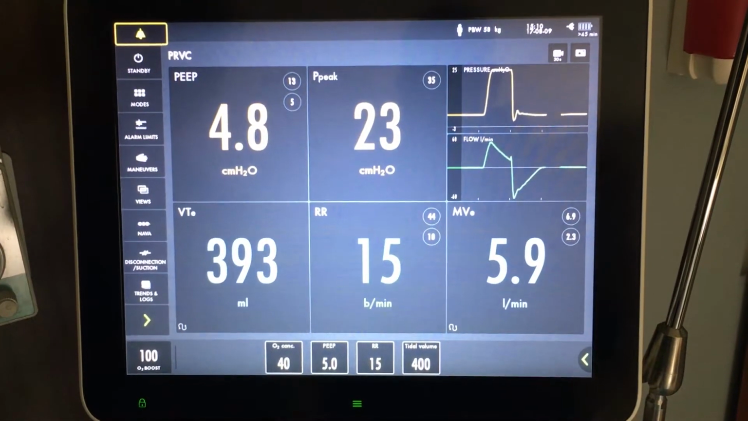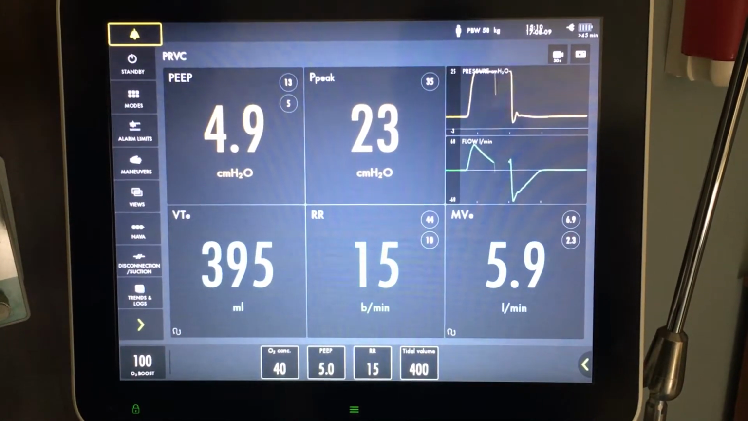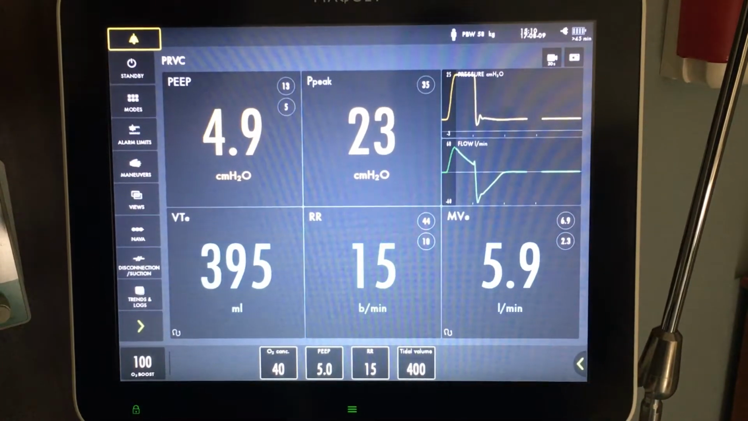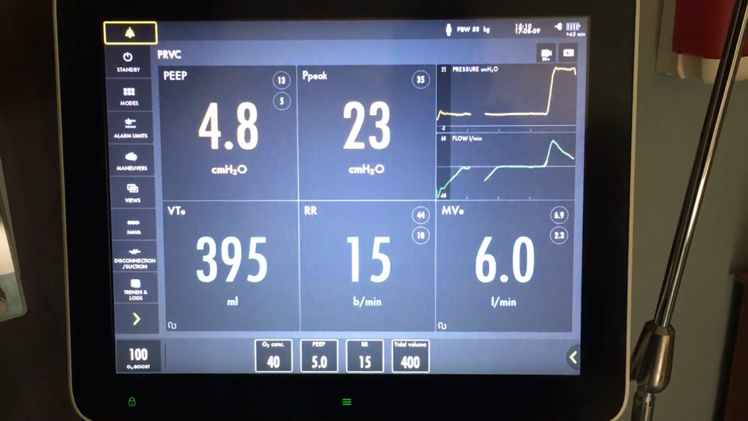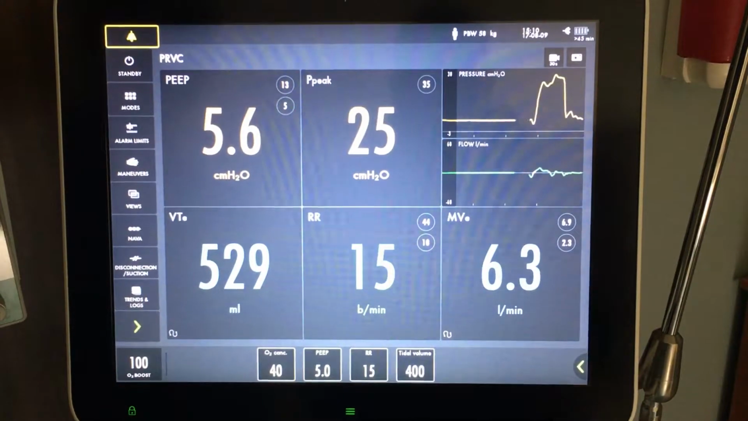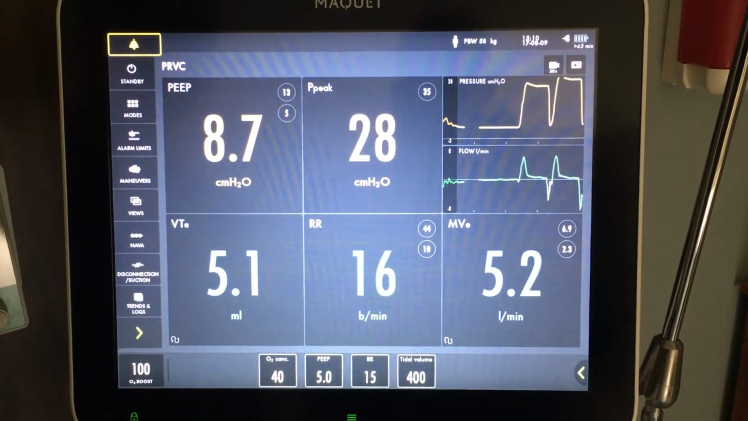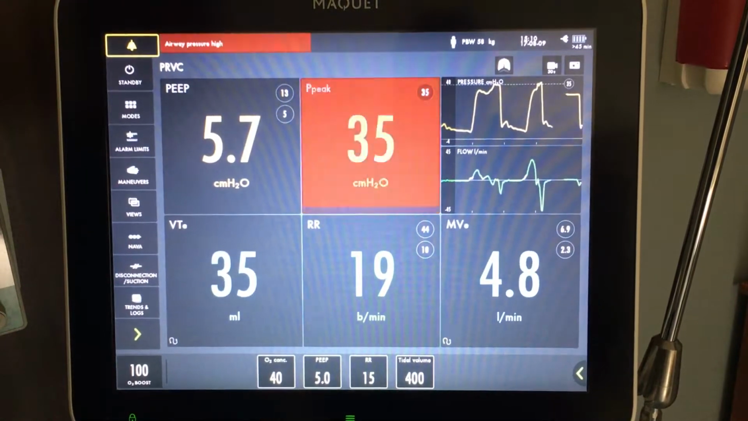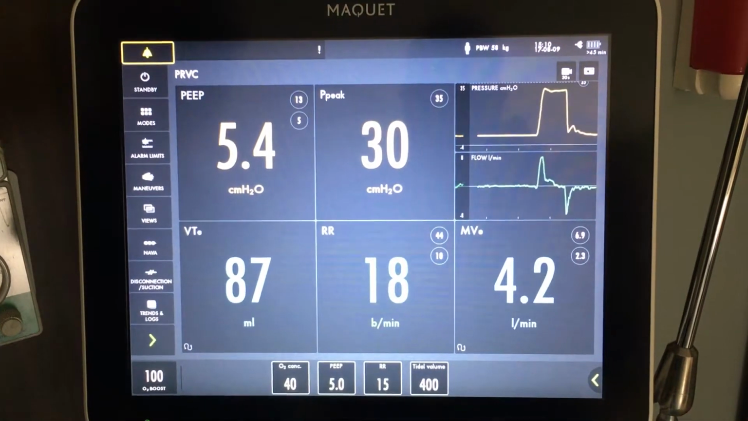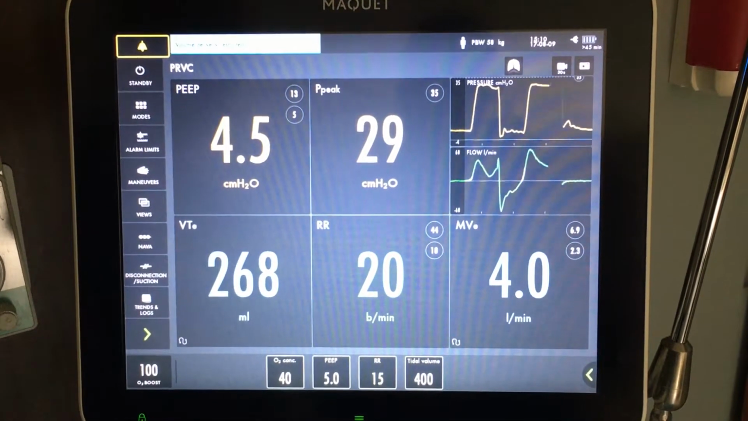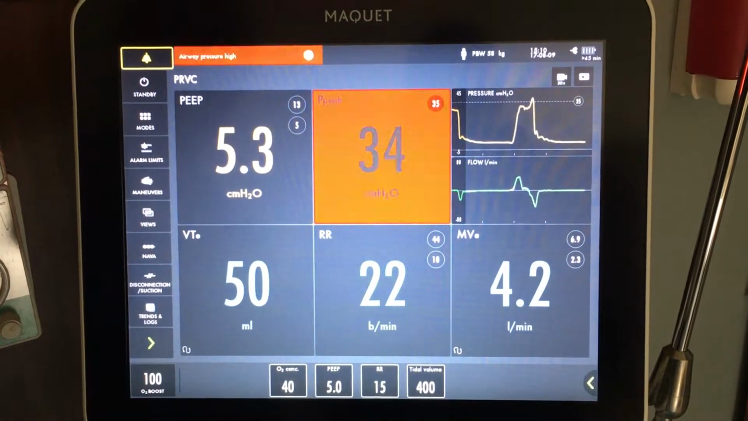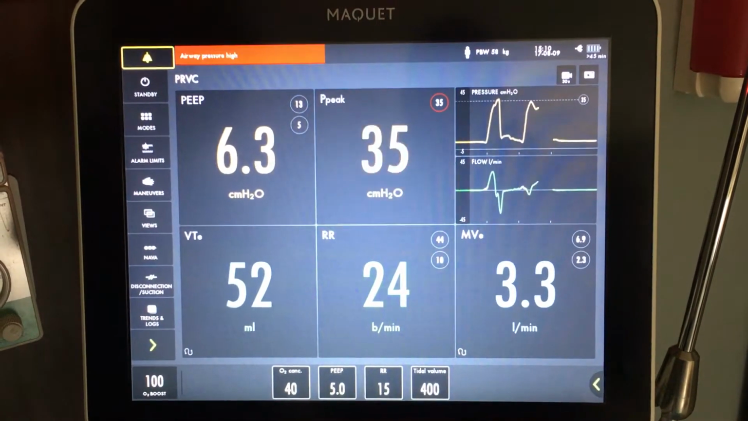It has a high priority alarm and a cautionary alarm. A high priority alarm will give you a verbal beep, and it will also flash red. Let's see if we can simulate a high pressure alarm for you here. So you see it's flashing red, means it's a high priority alarm. If the alarm goes away, then of course it'll go away. There we go.